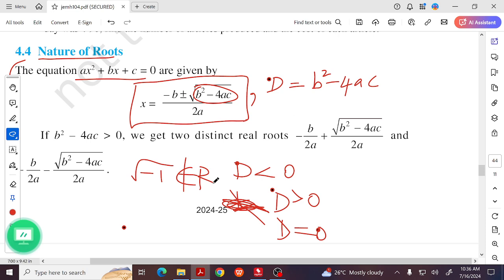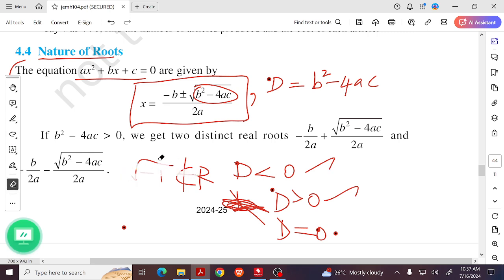If D value equals 0, what does it mean? We are getting 2 equal roots. Only these 3 types you have. One is equal roots, another is real and unequal roots, another is no real roots. First one, D less than 0, no real roots. D greater than 0, real roots, but different answers. D equal to 0, real roots, but equal answers. So these 3 things you are going to study. Shall we start? Right. Now we are going.